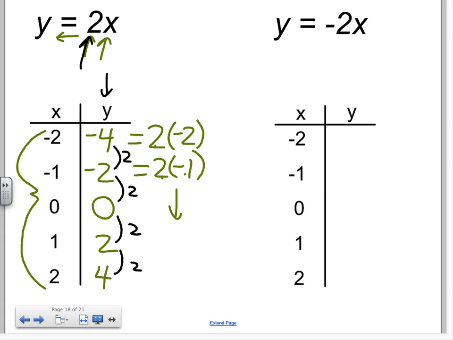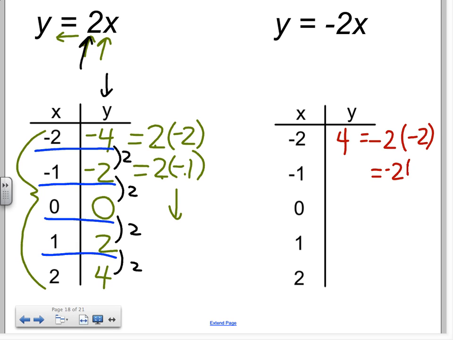So there's your first t-chart, and when we do this, these are called ordered pairs, and we're going to graph these in just a moment. All right, now let's go over to the other equation, which is y is equal to -2x. Here, we're going to plug our x in there. -2 times -2 is equal to 4. -2 times -1 is positive, because a negative times a negative is a positive. 0 times anything is 0. 1 times -2 is -2, and 2 times -2 stays negative.